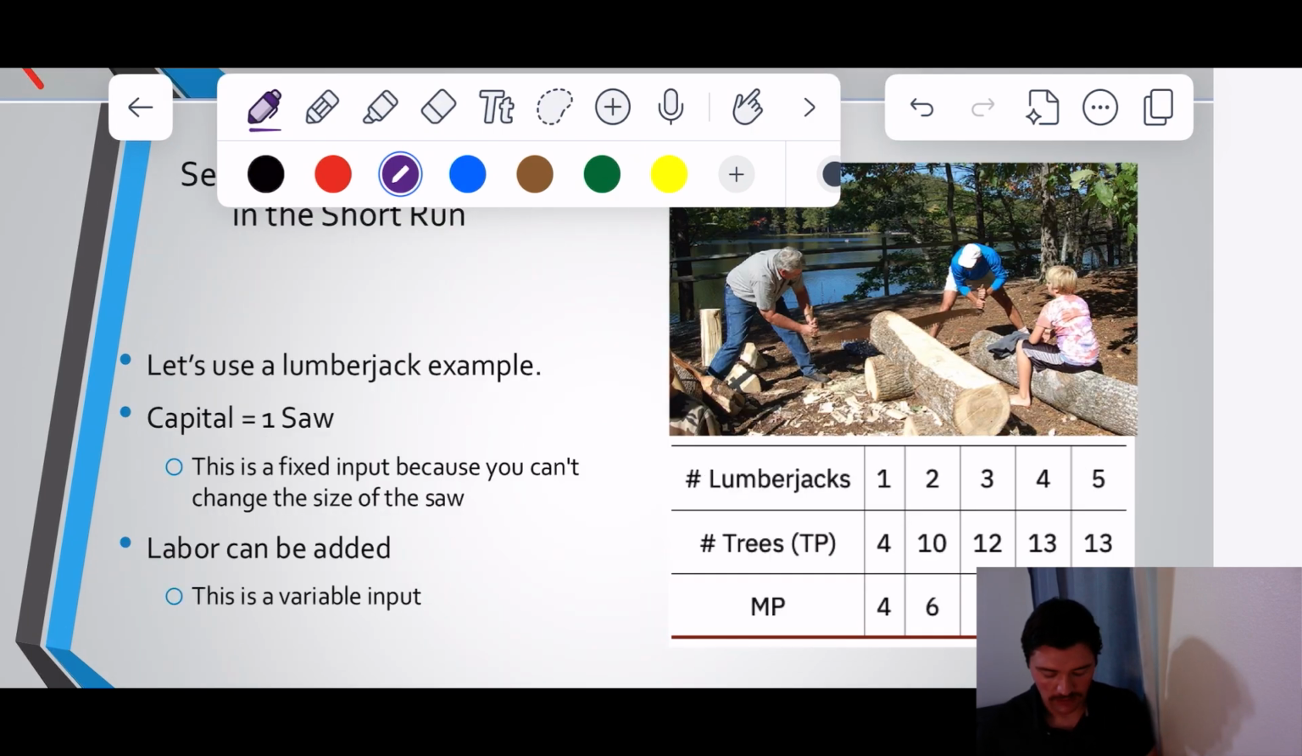So here we have a picture of the lumberjacks going back and forth to saw the log. We have the number of lumberjacks, and then we have the total number of trees that they can do. This is the total product. So one labor does 4 trees, 2 total labor has 10 trees, 3 has 12 trees. That is the total amount of trees they can do, the total product, given the amount of labor we have. Under that, we have MP.